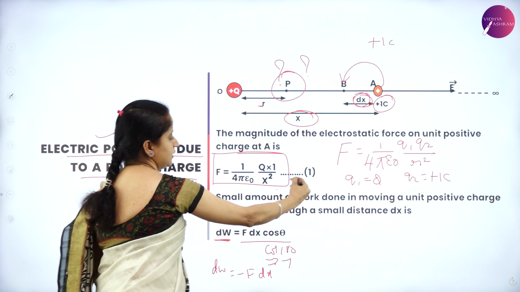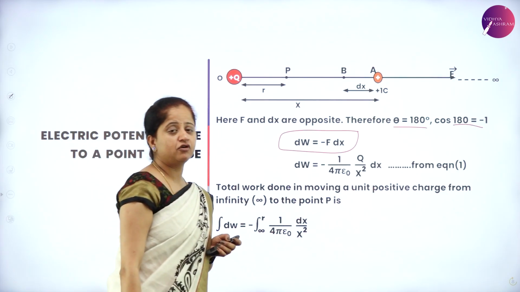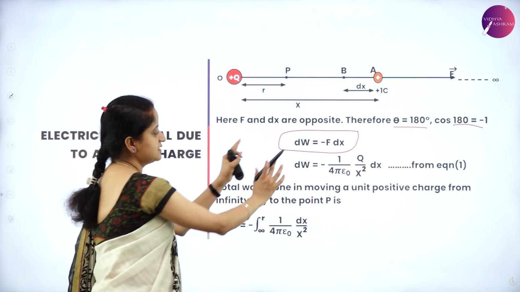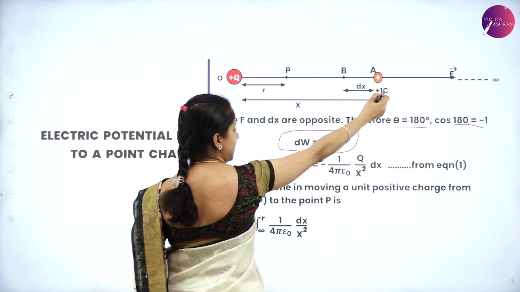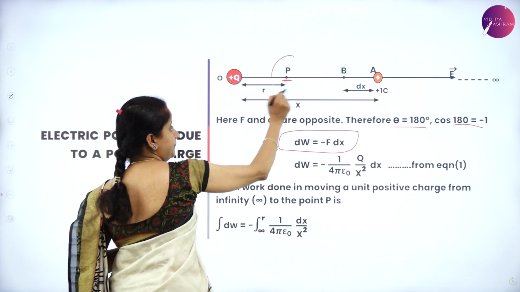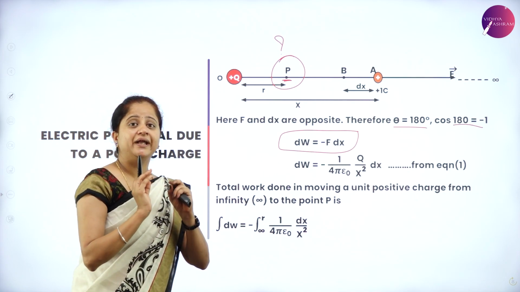That is from equation 1. So we get dW equals minus 1 by 4 pi epsilon naught into Q by x square into dx. So now this is a small work done. What is the total work done in moving a unit positive charge from infinity to this point? At point P, we have to find out the potential. So for that, we need to integrate.